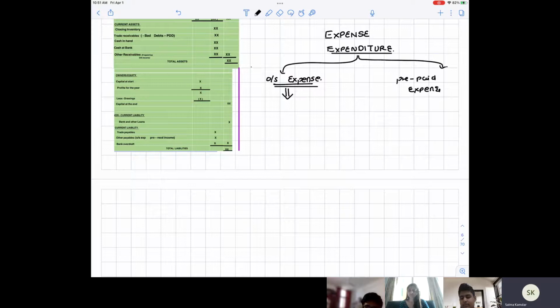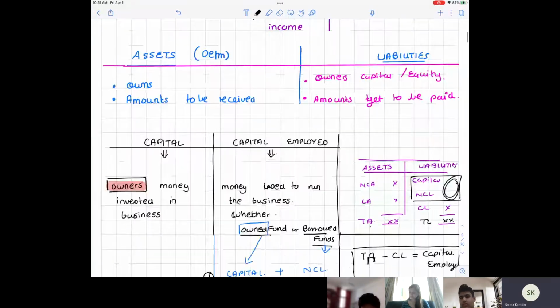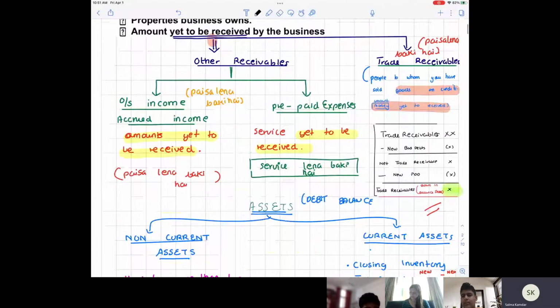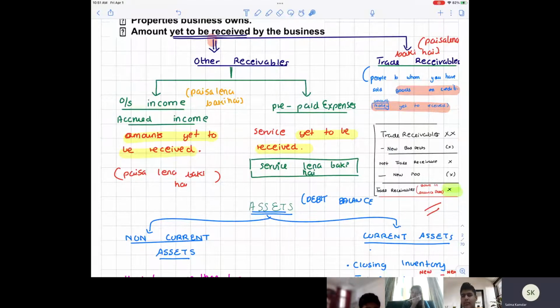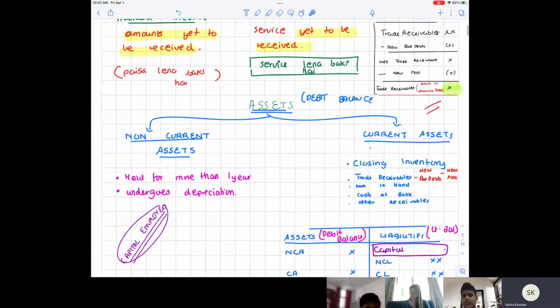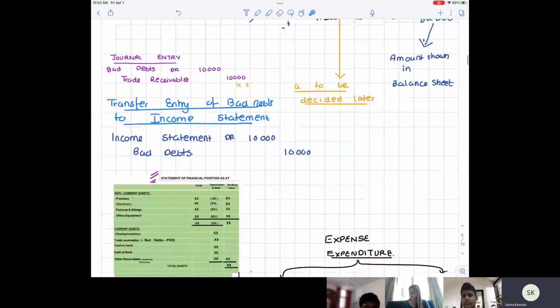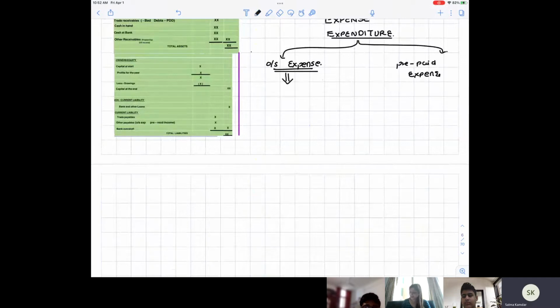Is outstanding expense an asset or a liability for you? Outstanding expenses an asset. I took almost 4 days to explain what is asset. You were present right from the beginning. Look at the screen. Is outstanding expense an asset? No. Okay. What is outstanding expense? Outstanding expense means money yet to be paid.